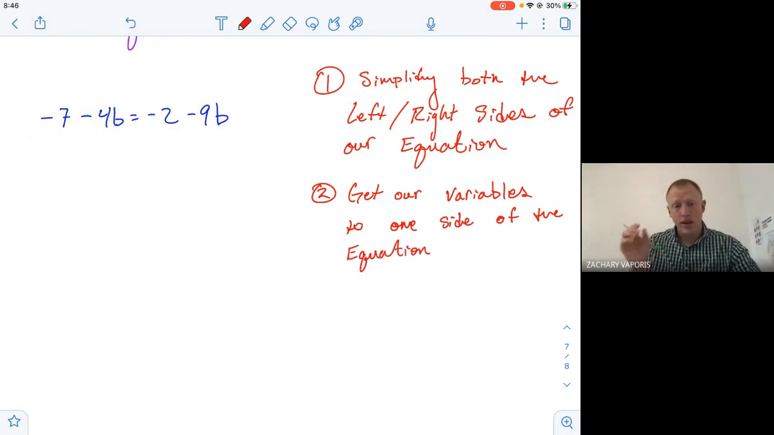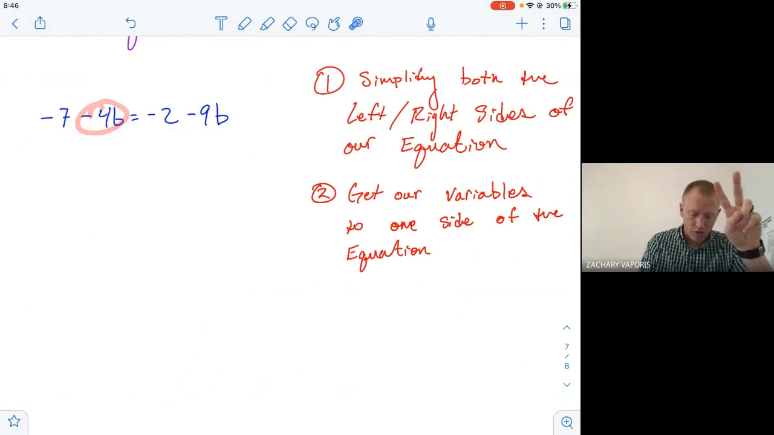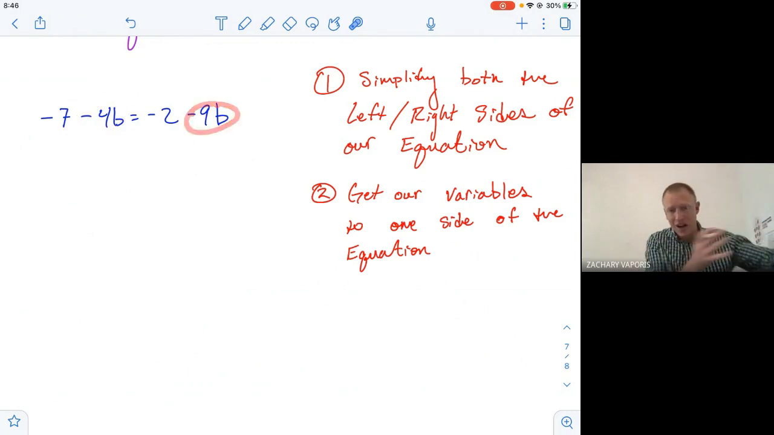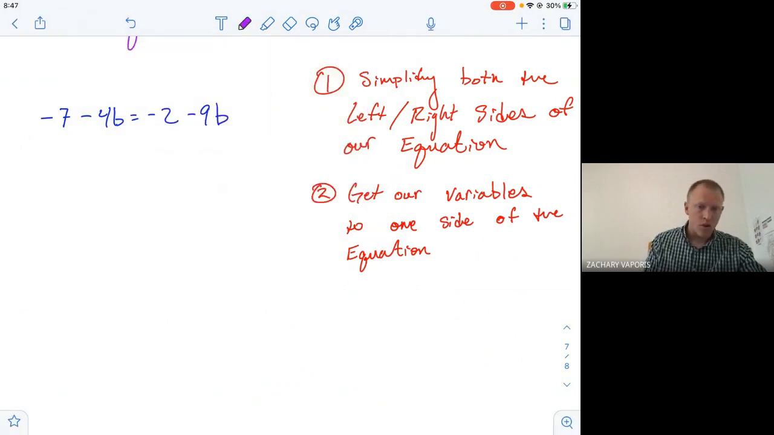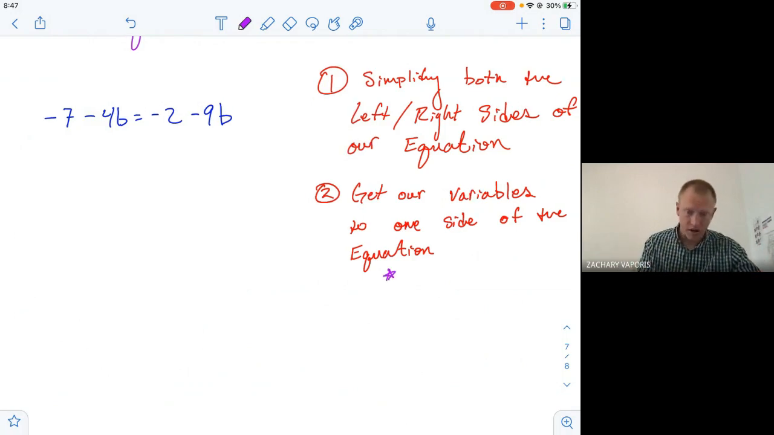So we look at this problem here and we see that we have 1, we've simplified. 2, we now need to get both this -4b or this -9b from one side to the other, right? And the question is, how do we go about doing this? And what we do here is I'm going to choose a different color. Let's do purple. What we do is we add or subtract the variables to both sides, okay? And so I'm going to put this little star here, by addition, by adding or subtracting.